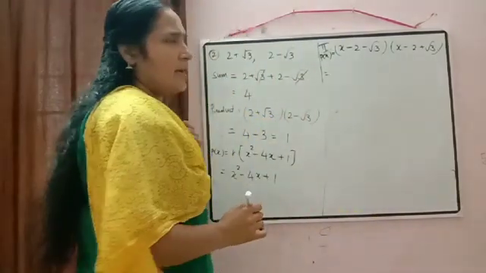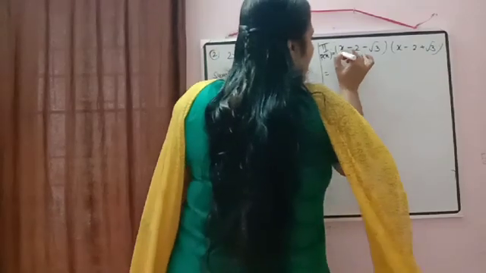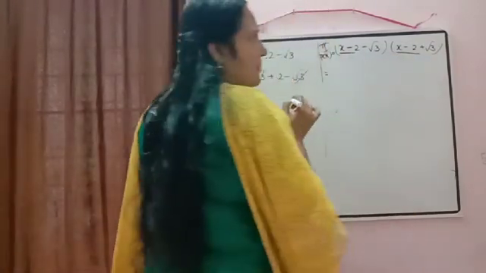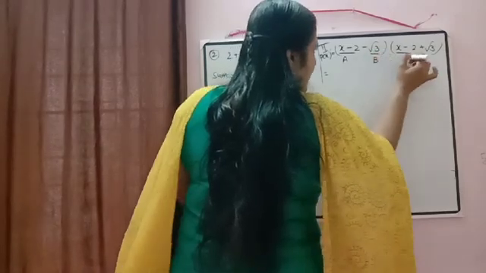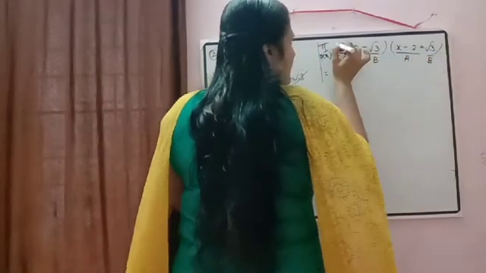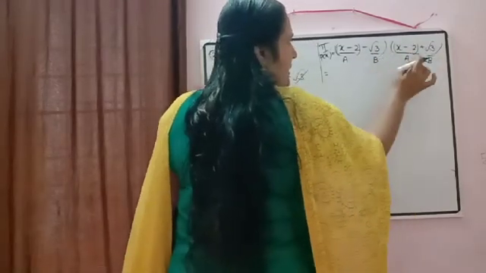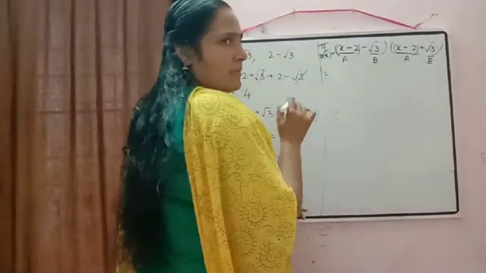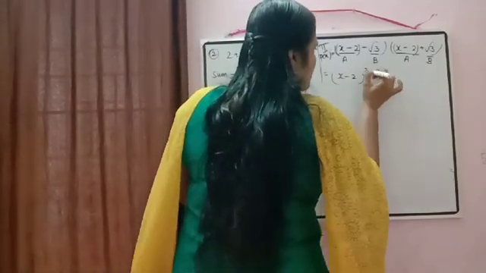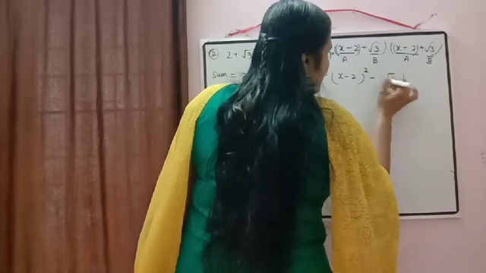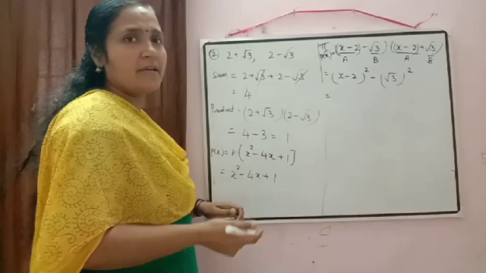Correct? Now here either you can do normal multiplication or you can check this one. X minus 2 is common here. So this one we can consider as a and this one as b. Just to check, the expression is in the form of the identity a minus b into a plus b, which is equal to a square minus b square. So x minus 2 the whole square minus root 3 square.